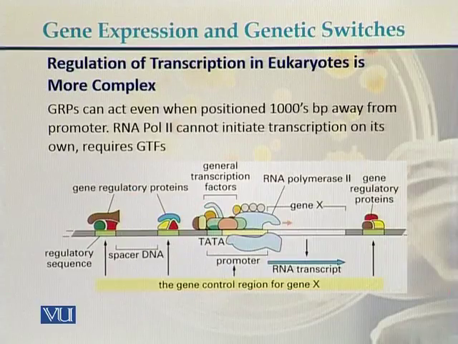Regulation of transcription in eukaryotes is more complex. In eukaryotes, we see that there are exons and introns. This is the diagram of a eukaryotic gene, in which we can see the gene regulatory proteins. They are present here and they are also present here. So gene regulatory proteins can also be present in the downstream sequences. So genes can be controlled from the upstream sequences and from the downstream sequences.